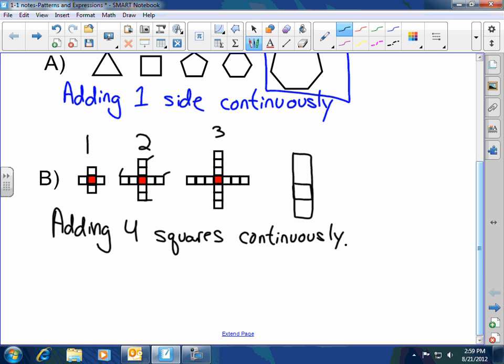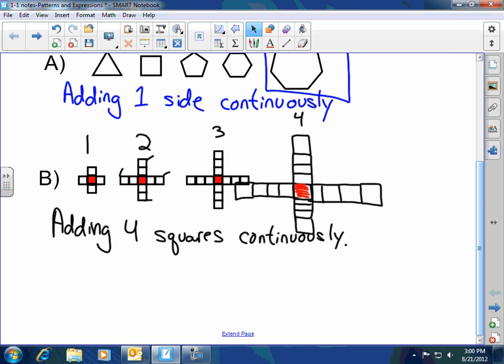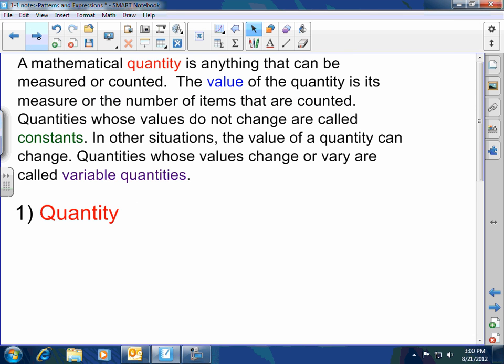We've got our red square in the center. We've got 1, 2, 3, and 1, 2, 3, and 1, 2, 3, and 1, 2, 3. We're going to be adding 4 more, 1 to each side: 1, 2, this one, and this one. So that's what our 4th figure would look like. That is our 4th figure. Okay? Hopefully that makes sense.